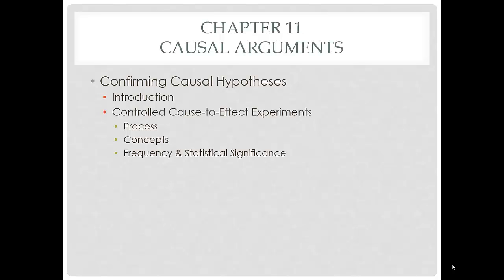Last time we were looking at the controlled cause-to-effect experiment. To briefly recap that, the basic idea is this. In a controlled cause-to-effect experiment, the people conducting it know what the cause is they wish to test. What is at issue is, what is the effect of this known cause? And as we saw, the process is pretty straightforward.